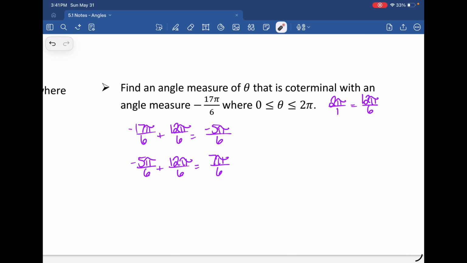Seven pi over 6. That is also coterminal. Okay, it is greater than 0 because it's positive, but it is less than 12 pi over 6. So it meets our guidelines. This is the angle it's looking for.